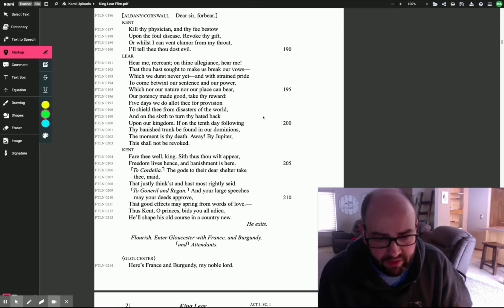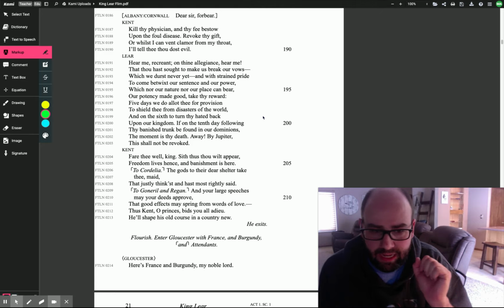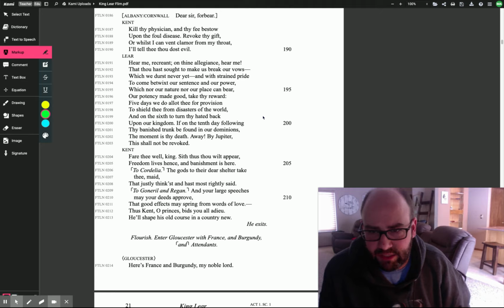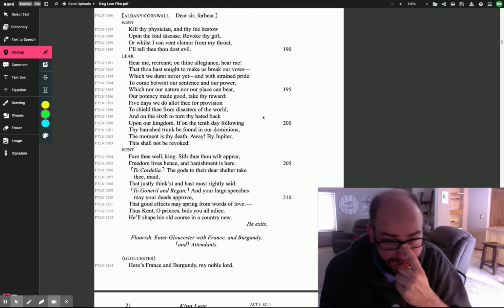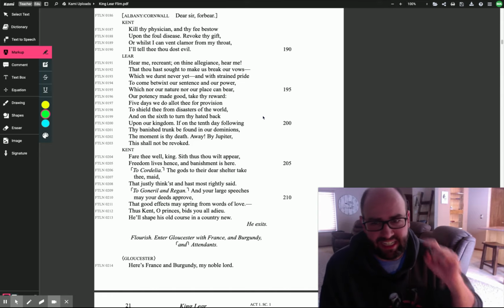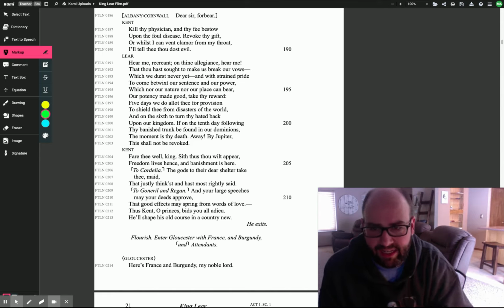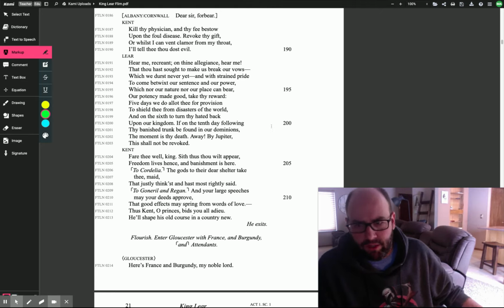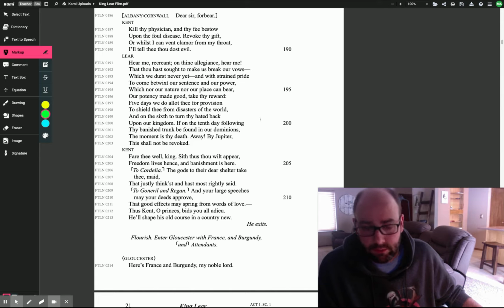Take thy reward. 5 days do we allot thee for provision to shield thee from disasters of the world, and on the 6th to turn thy hated back upon our kingdom. If on the 10th day following thy banished trunk be found in our dominions, the moment is thy death. Away! By Jupiter, this shall not be revoked.